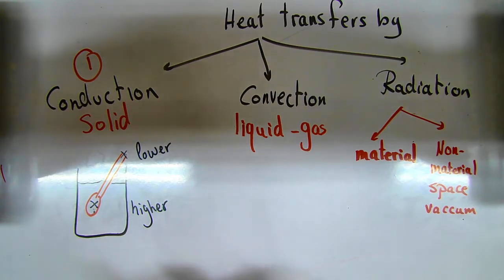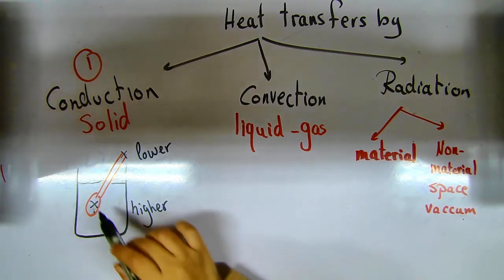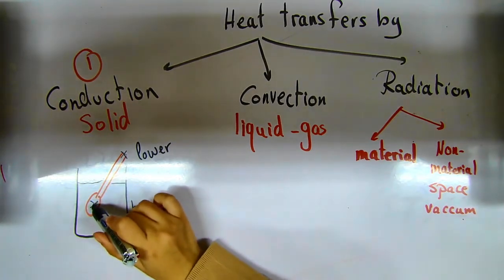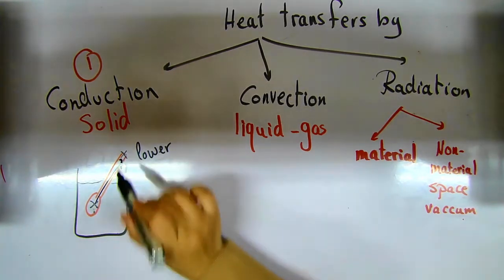So cooking pots are made of copper and aluminium because they are good conductors of heat. And when you put the metallic spoon in a cup of hot tea for a time, you will feel the hotness of the spoon because heat transfers through solid objects by conduction.